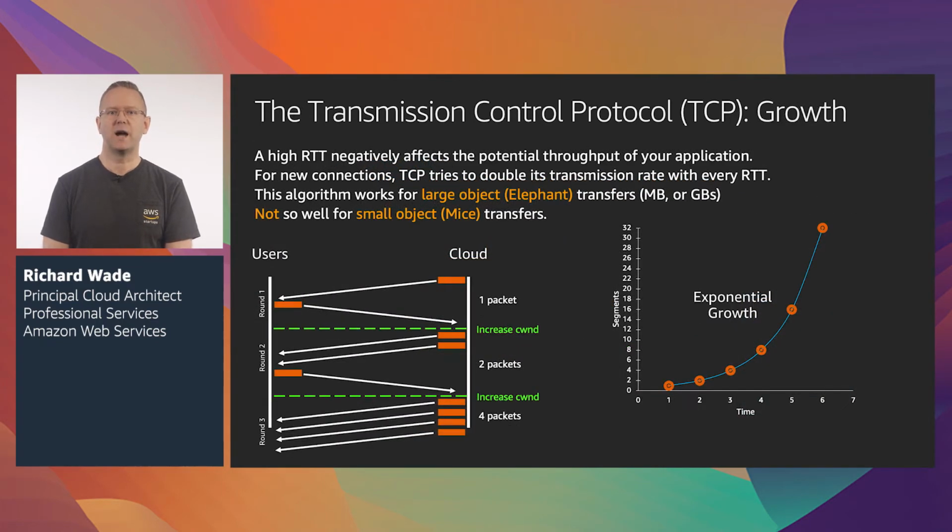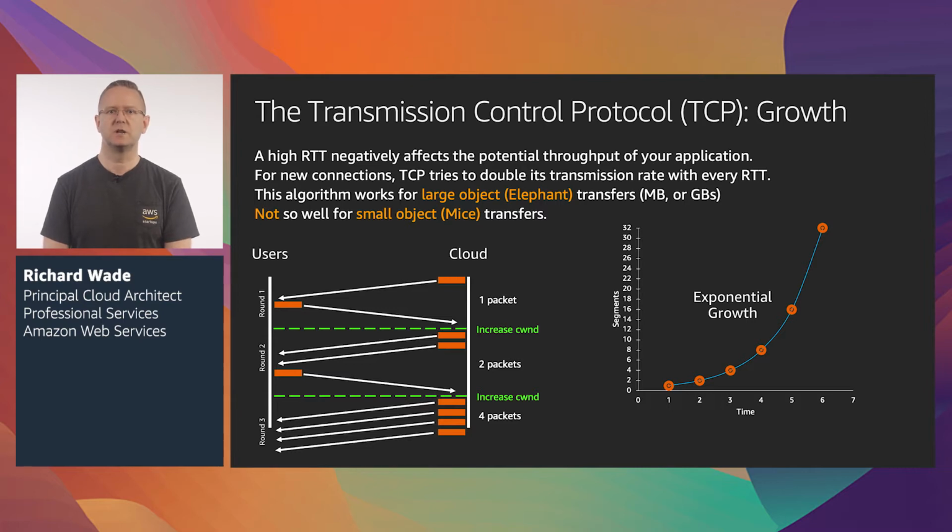Now we can look at what happens once a connection is established and TCP tries to increase the rate at which packets are exchanged between the server and the client. In this phase, TCP is trying to quickly discover the network capacity available on the path between the client and the server. It does this by doubling the number of packets it transmits each time it receives a successful acknowledgement for the ones it has already sent.